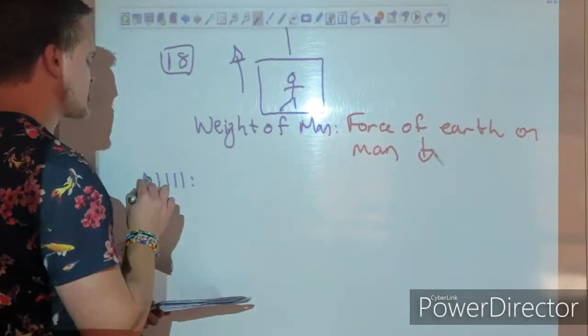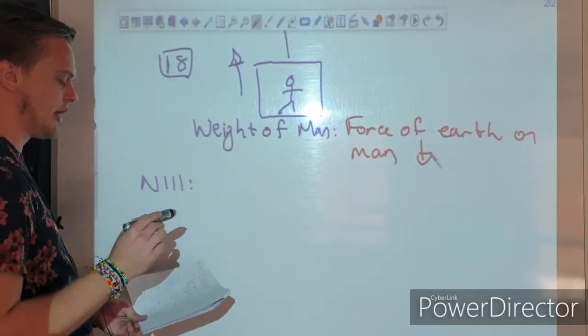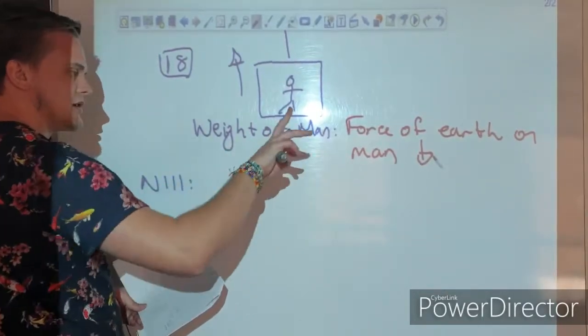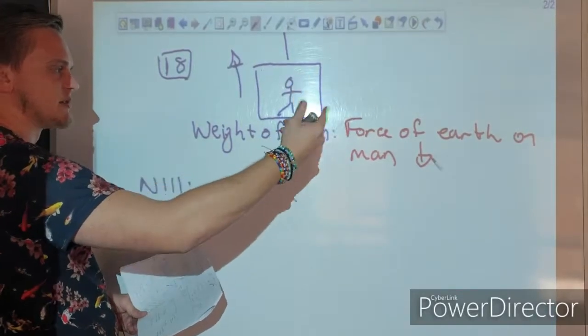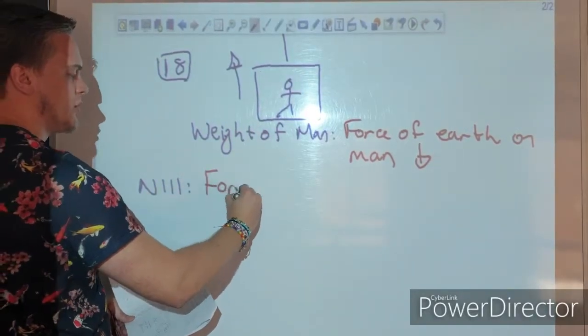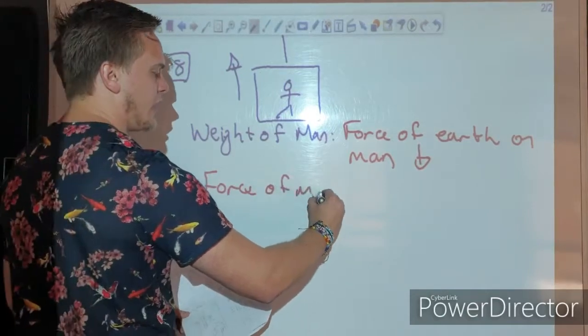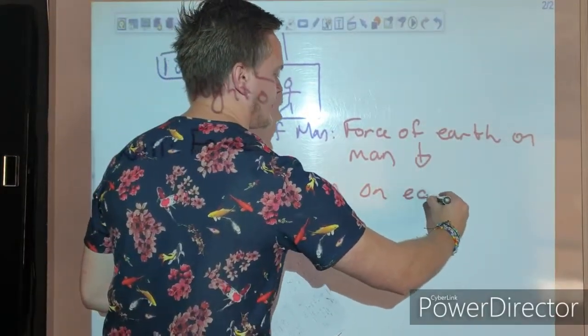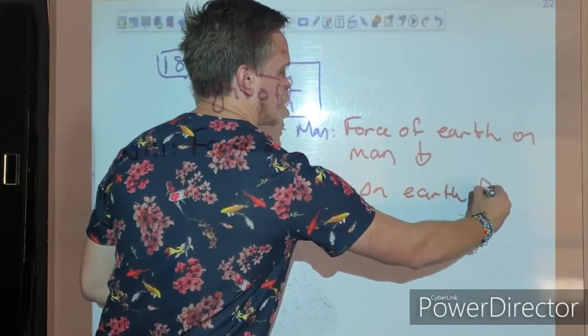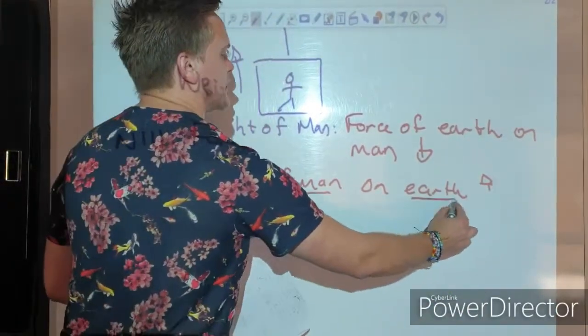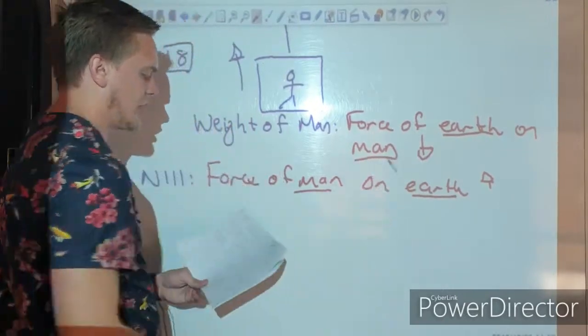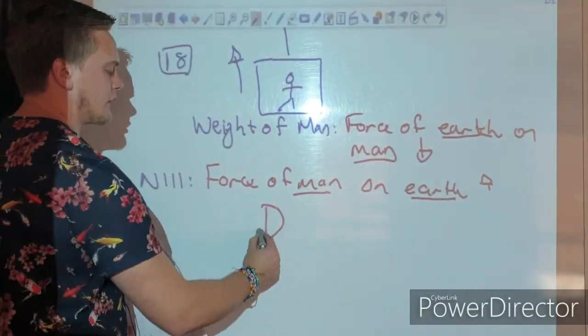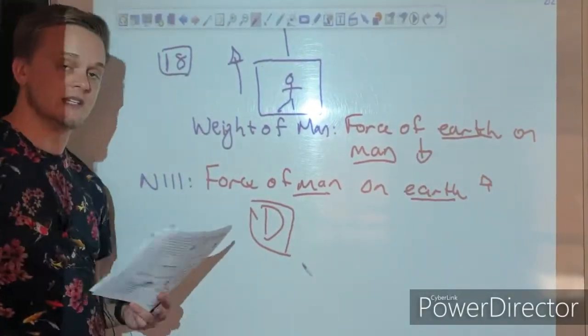So what's the reaction pair? The Newton 3 reaction pair will be exactly the same sentence with the two subjects changing. So it will be the force of the man on the earth, and the direction changes. Okay, we just swapped those and the direction swapped, so our correct option will be option D.